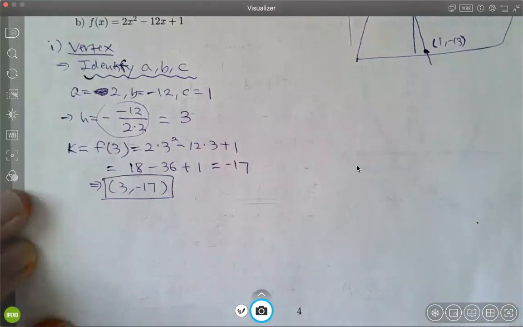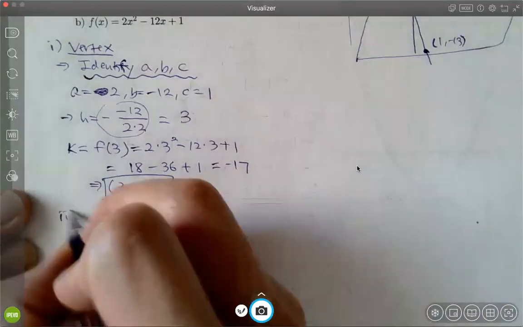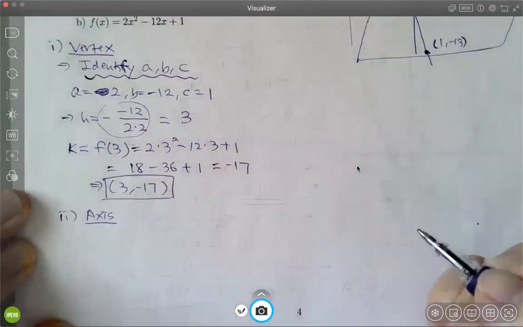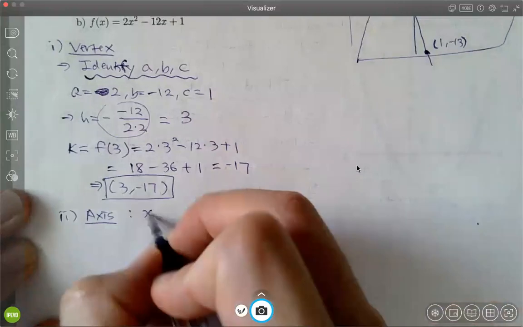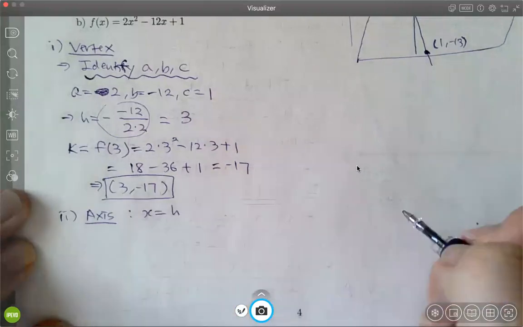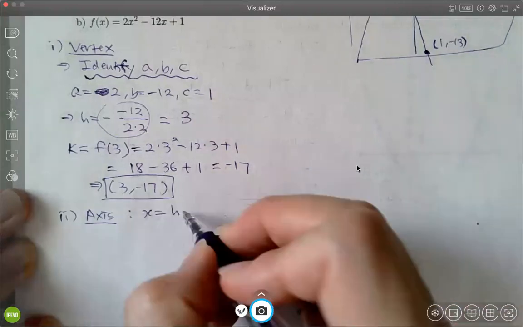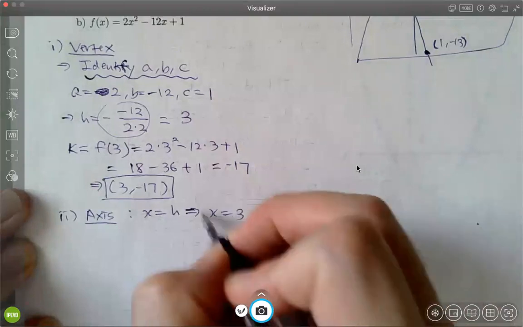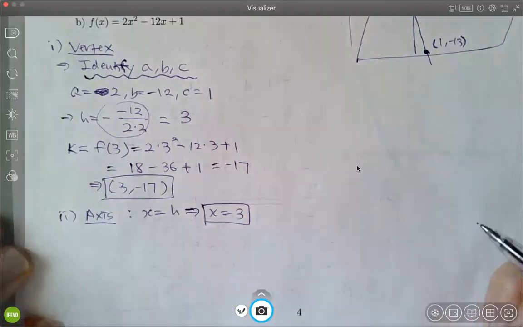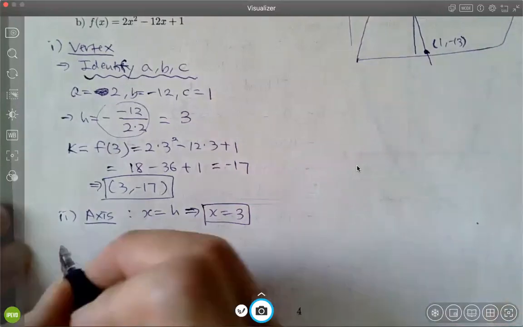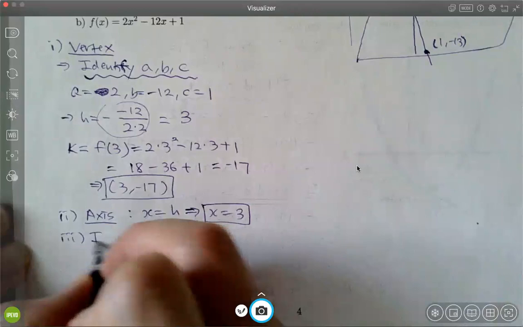Okay, and now part number 2 was the axis of symmetry. So remember, it has the equation x equals h, right? And what was h? 3, so x is equal to 3 is the equation of the axis of symmetry. And now, increasing and decreasing intervals.